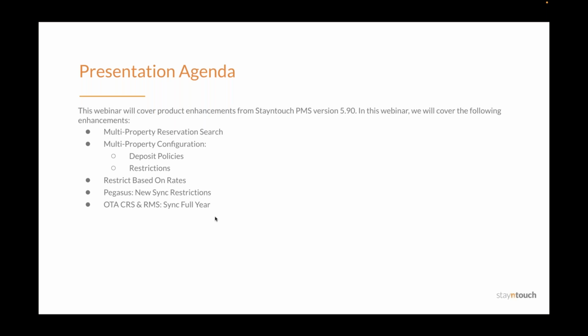Today's presentation will cover how you can get the most out of the Stayntouch PMS version 5.90 product release. In this webinar, we will cover the following enhancements: multi-property reservation search, multi-property configuration deposit policies, as well as restrictions, the option to limit based on rates, Pegasus's new sync restrictions, as well as OTA, CRS, and RMS, the option to sync full year.